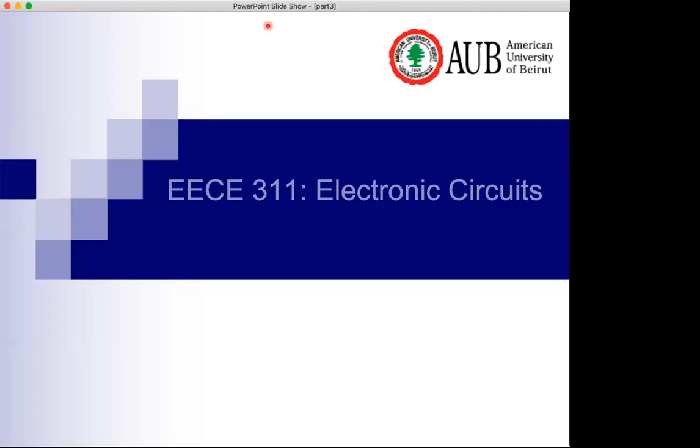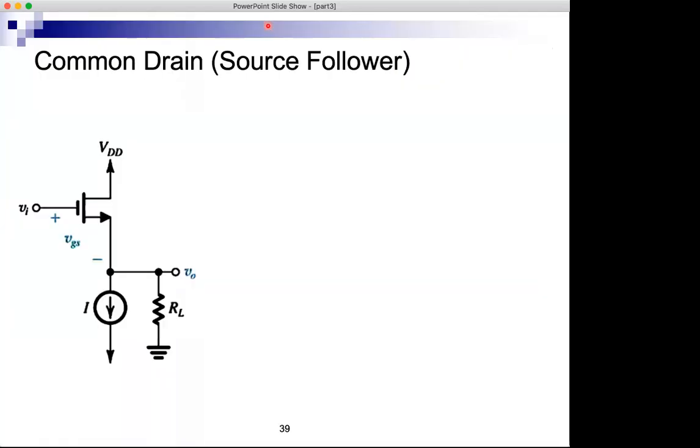So let's get started with this common drain. This is something that we talked about previously. This is the common drain amplifier. Here, the input is at the gate. The output is taken from the source, and the drain is connected to the supply. So this is signal ground. And there is also a DC source, which we will assume for now that it's ideal. And this is just for biasing.